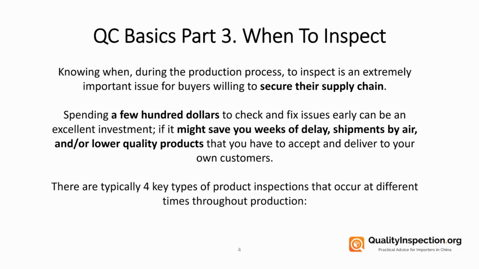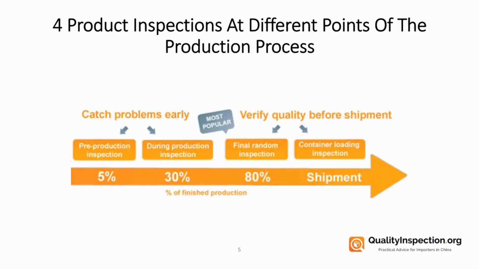There are typically 4 key types of product inspections that occur at different times throughout production, and you can see them here. So there are product inspections which catch problems early and those which verify quality before shipment. Big arrow there, that is the state of finished production.